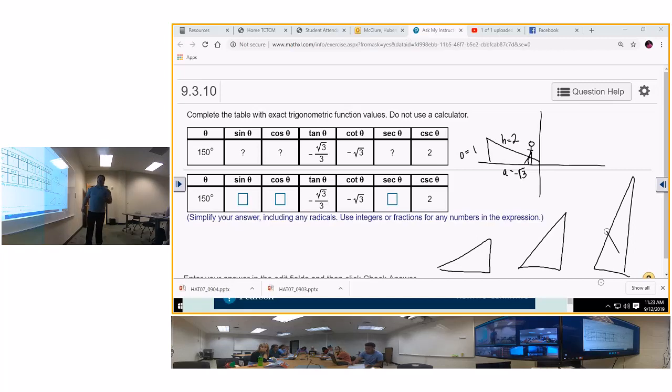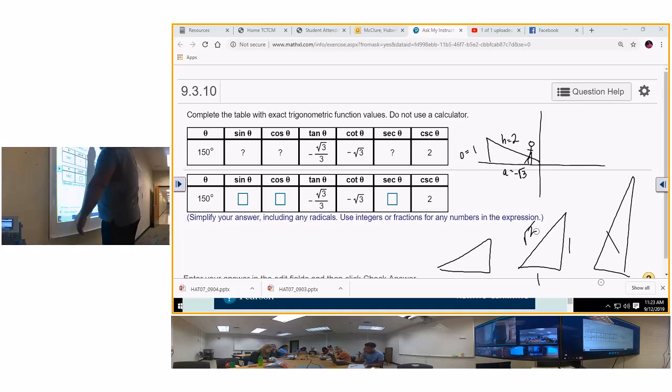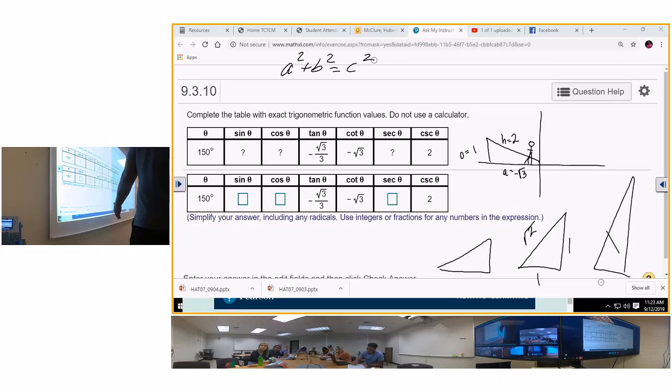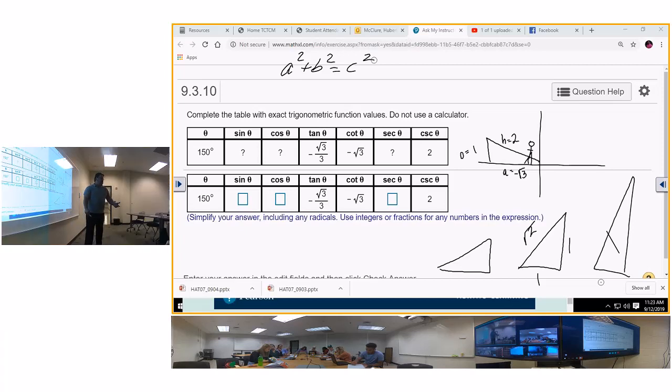Now the way I remember them, I'll do this one first: 1, 1, square root of 2. Now remember, what is the basis for all right triangles? A squared plus B squared is equal to C squared. So if you have two sides, you can figure the third one. This one, always remember that the shortest side is 1. The longest side is 2. And what is less than 2? Square root of 3.